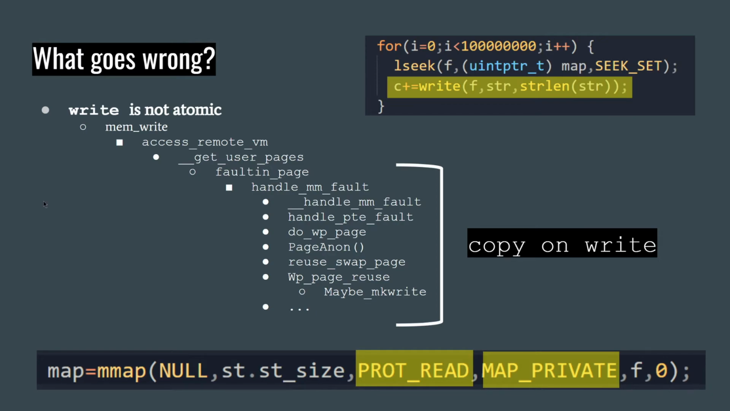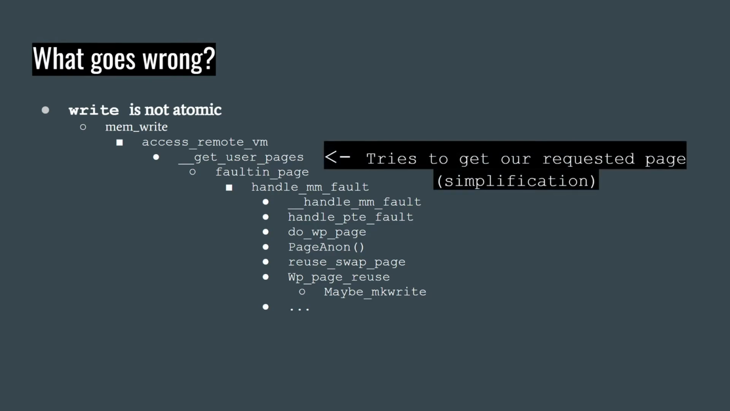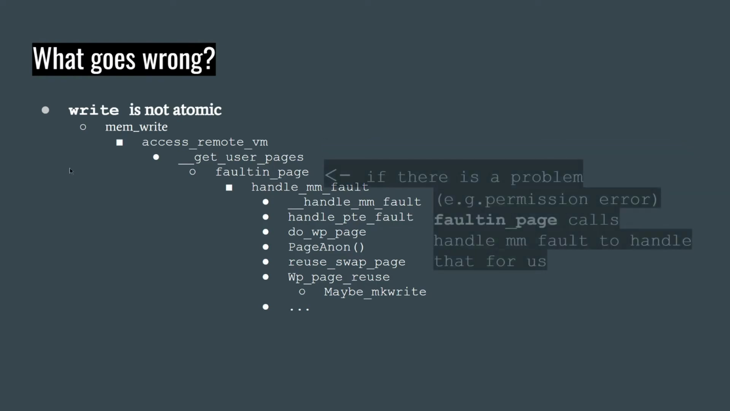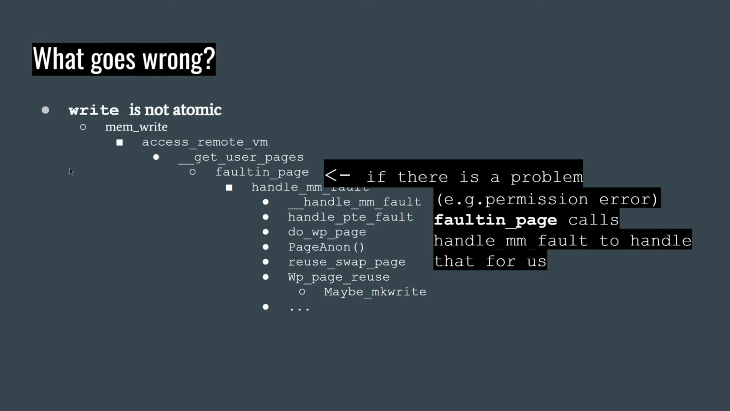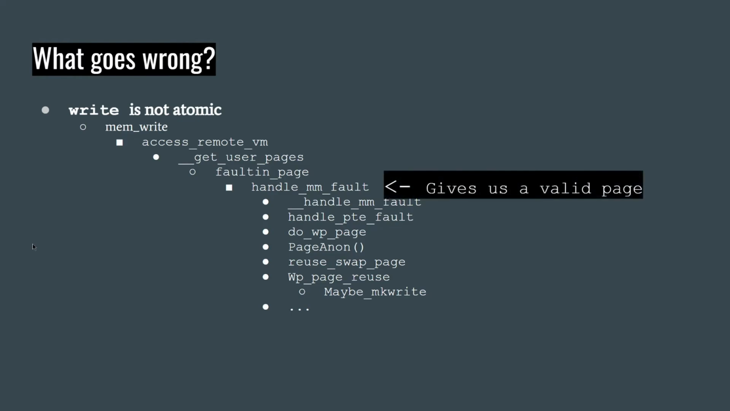I'm going to simplify this and only focus on the first three functions: get user pages, fault in pages, and handle map memory fault. Again, this is a simplification, but get user pages starts it off. It tries to get the page we requested over and over again until it succeeds. Next, if there are any problems, for example, if the page we requested is read-only, but our follow flags contain follow write, fault in will be called and it will try to fault in the page. To do this, it will call handle map memory fault to resolve any errors for us. This is again a simplification, but for our purposes, we will assume that handle map memory fault will resolve any errors and return a valid page for us.